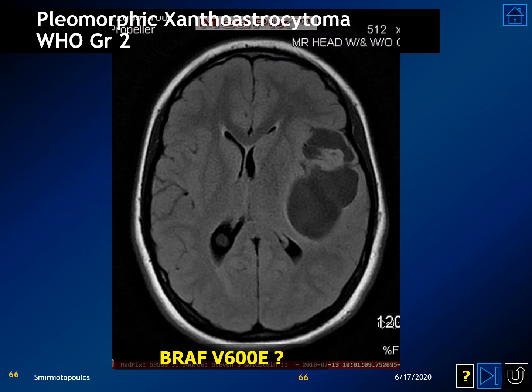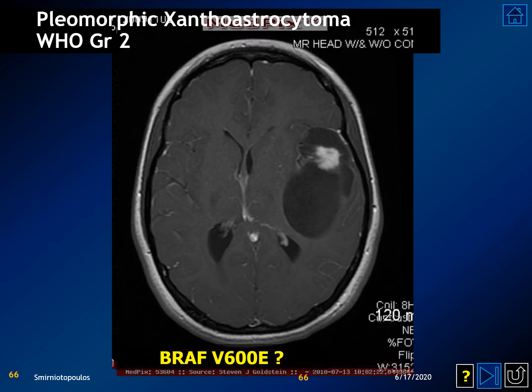PXAs may present at all ages, but they are predominantly seen in children and young adults. Typically, the nodule of the PXA is going to be in a more peripheral or subpial location, and they almost invariably show contrast enhancement as illustrated here. Once again, note that the cyst fluid contains protein and is not identical in signal to cerebrospinal fluid.